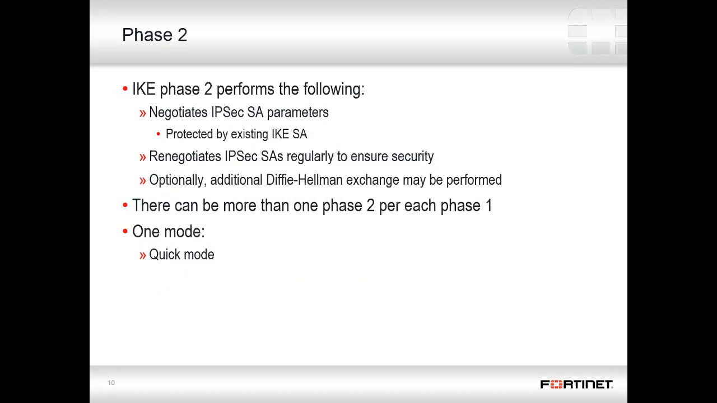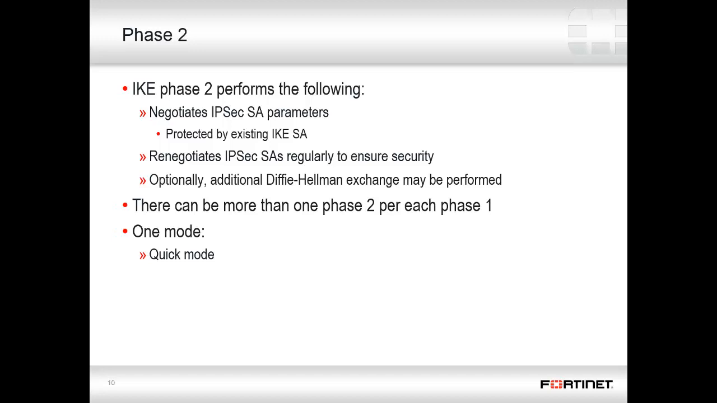The Phase 2 negotiates the IPSec SA parameters using the already secure Phase 1, known as IKE SAs. It renegotiates those parameters regularly to increase security. Also, as mentioned in a previous slide, perfect forward secrecy can be enabled to have Diffie-Hellman recalculate a new common secret key each time the Phase 2 session key expires.